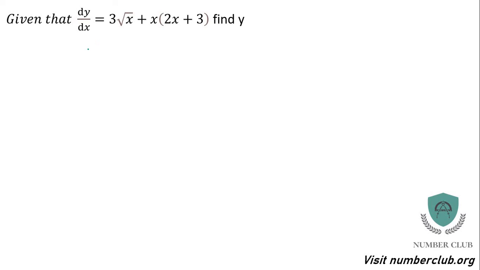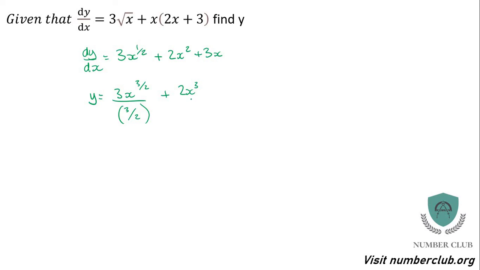Okay, so first off, dy by dx will equal 3x to the power of 1/2 plus 2x squared plus 3x. And so therefore y will equal, well, add 1 to the power and divide by the new power. Next, 2x squared, add 1 to the power, divide by the new power. Next, add 1 to the power, divide by the new power, and probably plus c on there.